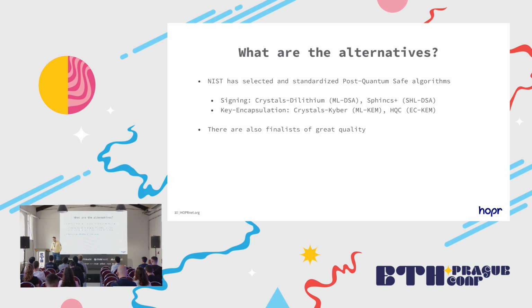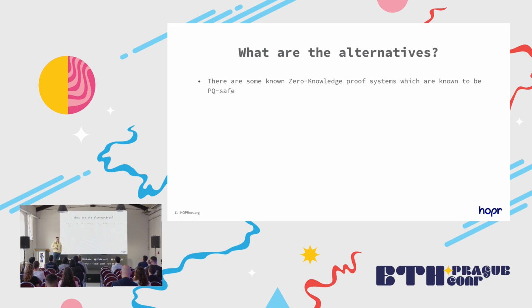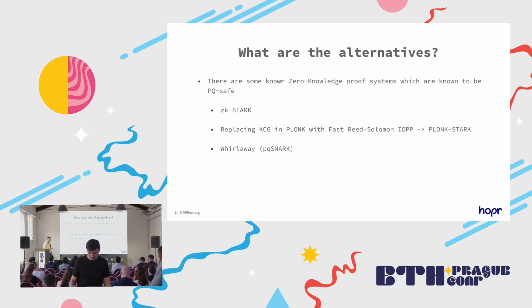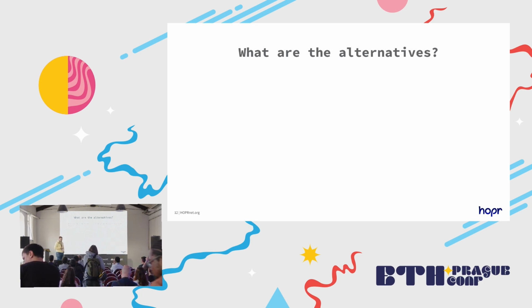And besides these, if you say, okay, I wouldn't like to trust what NIST proposes or it doesn't fit my purpose, there are also some great quality finalists which have certain pros and cons compared to them. And there's also an ongoing round 2 for additional post-quantum signature schemes, right? If we then look at other stuff in blockchain, that would most notably be zero-knowledge proof systems, where there are some good examples which are thought to be post-quantum safe. Most notable examples would be ZK-STARK or PLONK, where you replace KZG with something called Reed-Solomon IOPP, where you get something called Plonky STARK, which is already thought to be post-quantum secure. Another example would be something called PQ-SNARK.